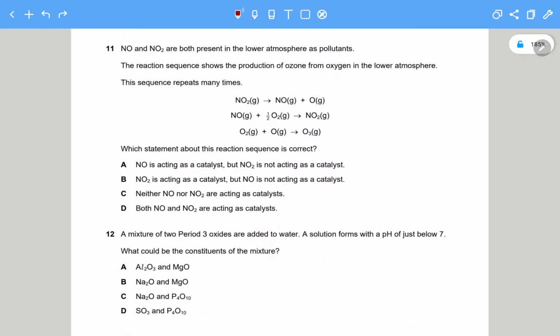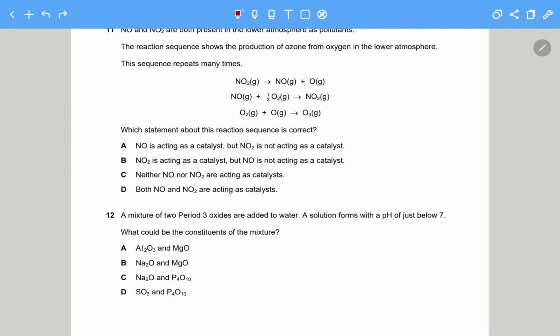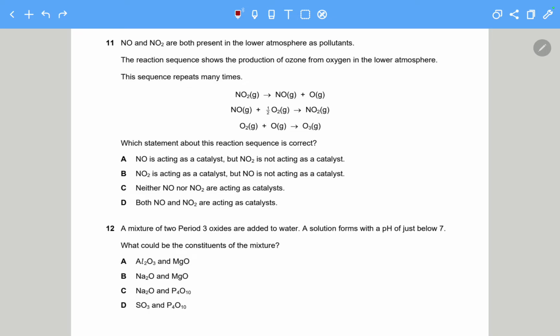And then question 11. NO and NO2 are present in the lower atmosphere as pollutants. The reaction sequence shows the production of ozone from oxygen in the lower atmosphere. This sequence repeats many times. So they've given you the reaction sequence. Which statement about this reaction sequence is correct?